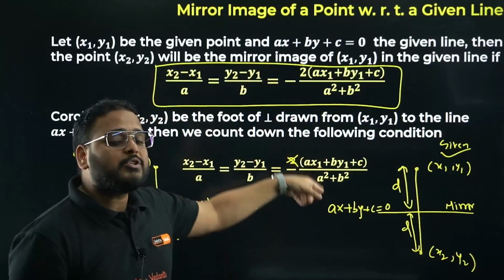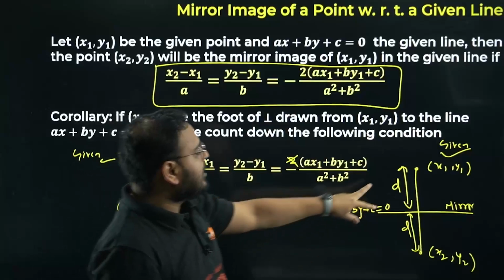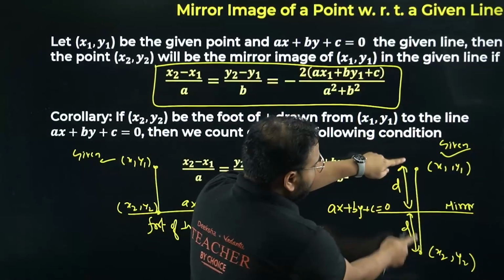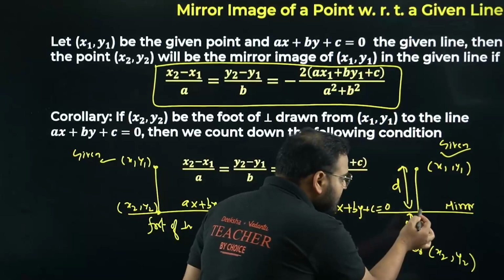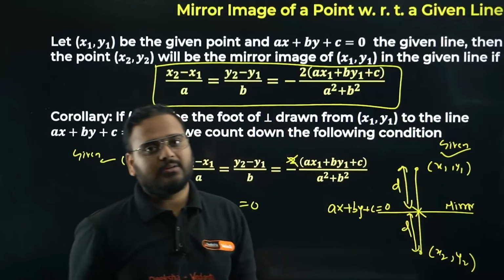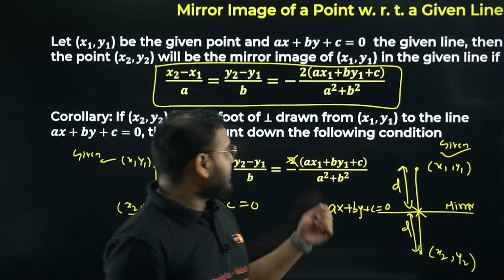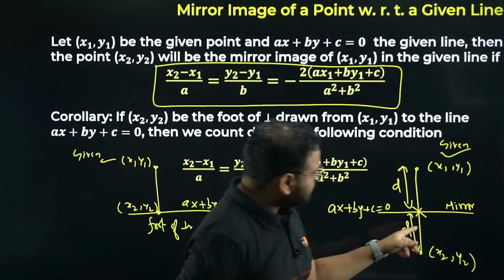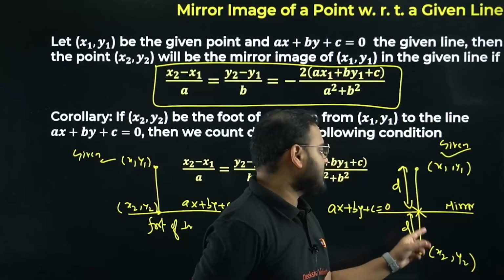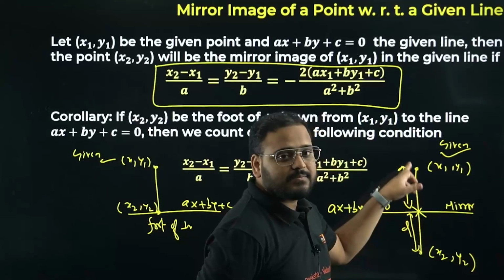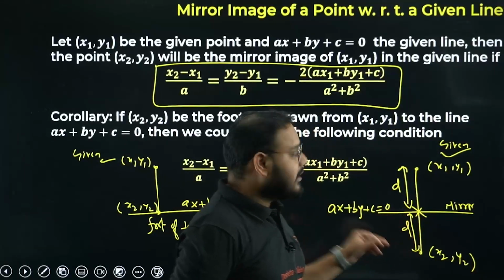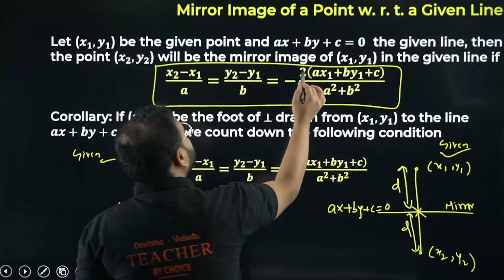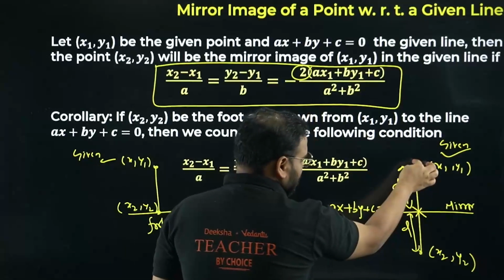Why is 2 not there, bacha? Because think about it. If you see, these two will be equal distance, right? D and D are equal distances. Basically, this point will act as the foot of the perpendicular. Yes or no? Yes. So over here, what we are getting is an equal distance. So this will act as a midpoint. This point will become a midpoint.